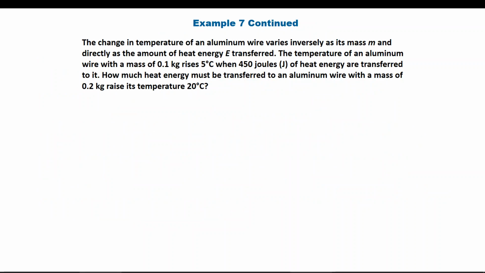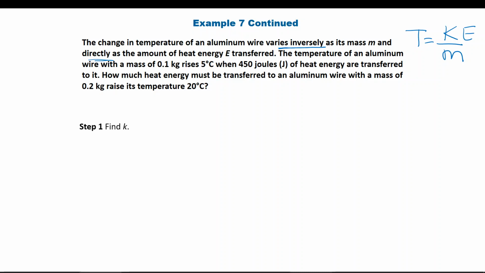Okay, so the first thing we're going to do is take a look at this problem again. It says the change in temperature of an aluminum wire varies inversely. So that tells us the change in temperature is going to vary inversely. So we're going to have our K on the top as its mass, and directly as the amount of energy. Okay, so it's going to be set up like this.